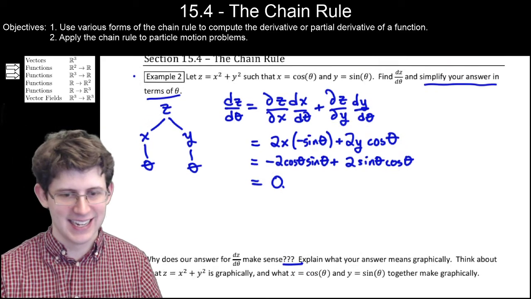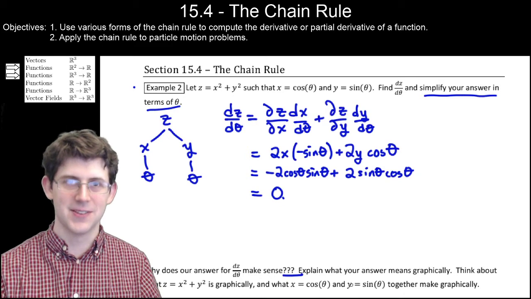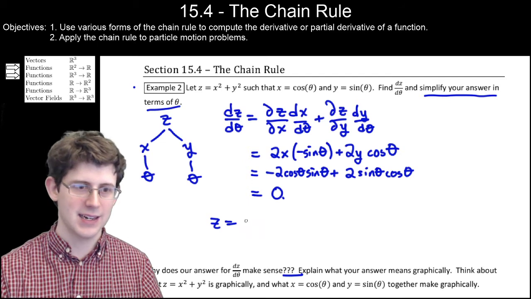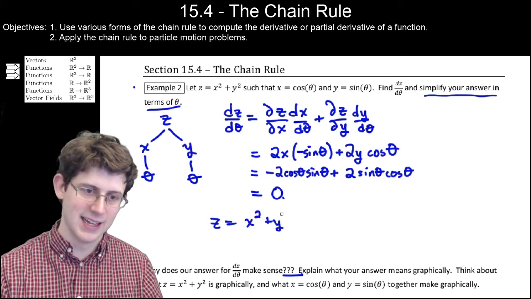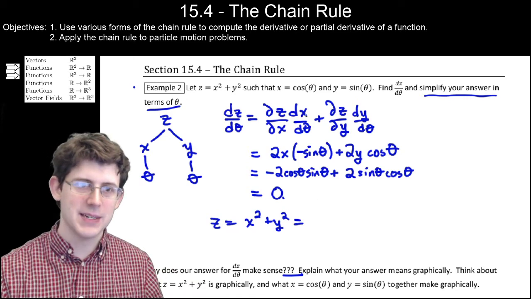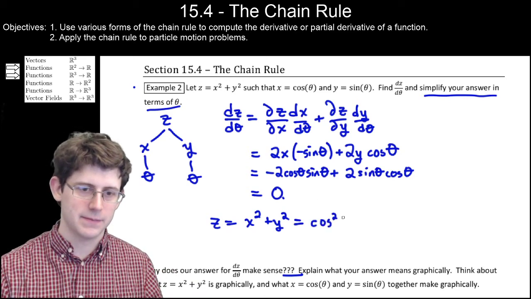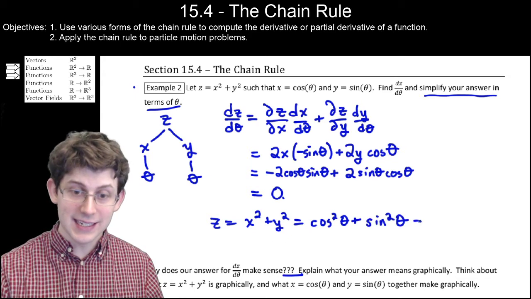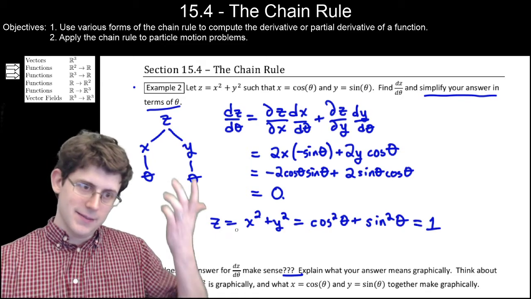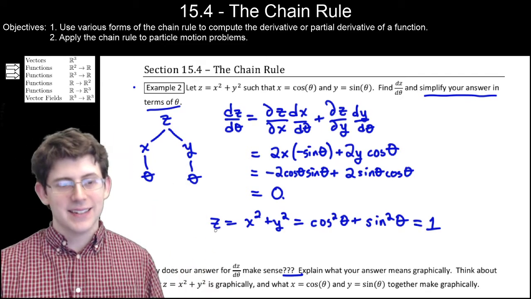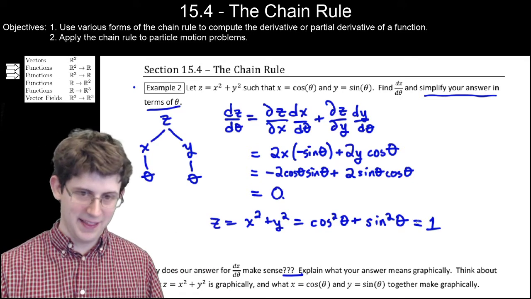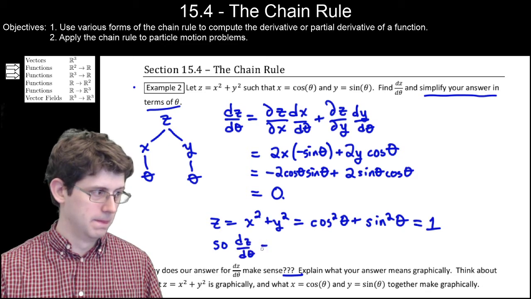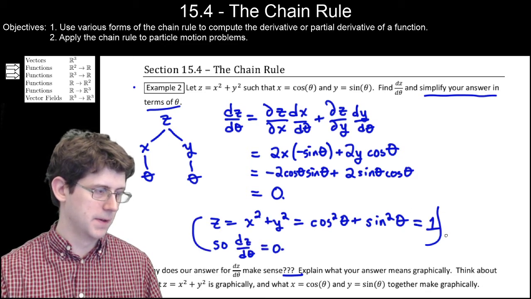I wanna give an algebraic reason before we do the geometric reason. The algebraic reason is, well, how could x squared plus y squared actually equal a constant? And the reason that happened is that x is cosine theta and y is sine theta. So z is actually 1. So yeah, if z is just a constant, then when I take dz d theta, I'm going to get 0. I'll put this in parentheses or something.